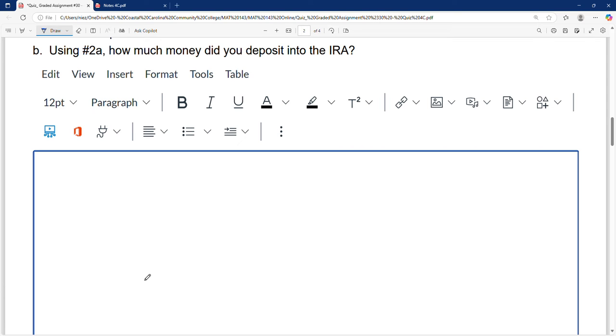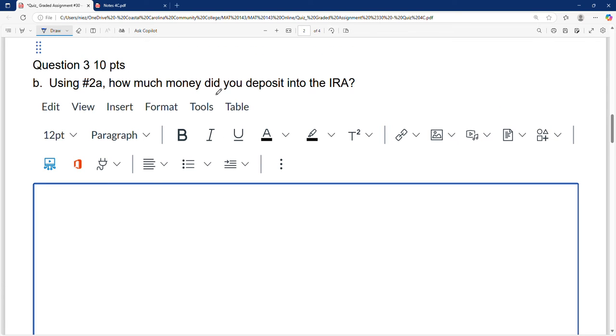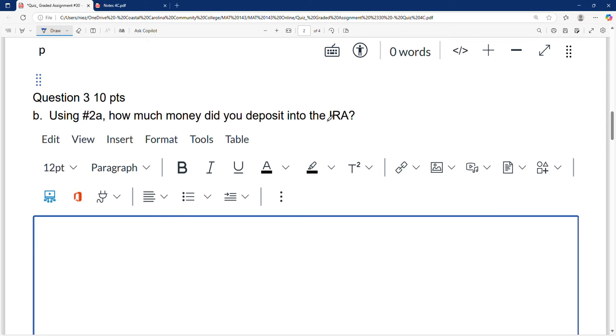Okay, now let's say B. B is very simple. How much money did you deposit into the IRA? Each month you deposit $350. So for this one we should use what we learned in unit 1: keep the units. Each month means per month, so dollars over months. Each month you deposit so much, and you deposit for 30 years.